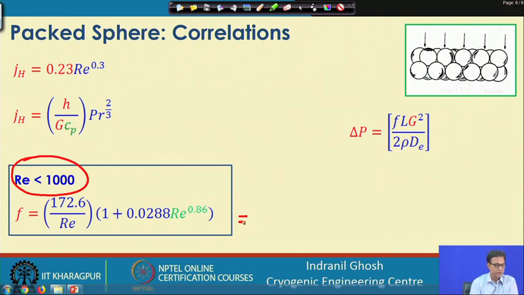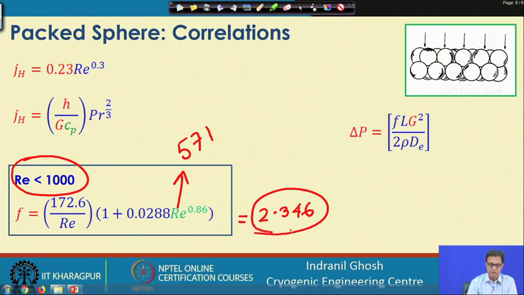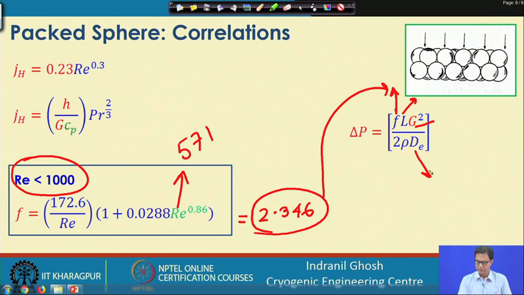The friction factor comes out to be 2.346 if you put Re equal to 571, which we have estimated for this problem. Once we know the friction factor, we can put all these values in. The friction factor has already been obtained. The length of the regenerator heat exchanger has already been given, and the length is 0.914 meters. Then the G value is known, and the equivalent diameter we have calculated.